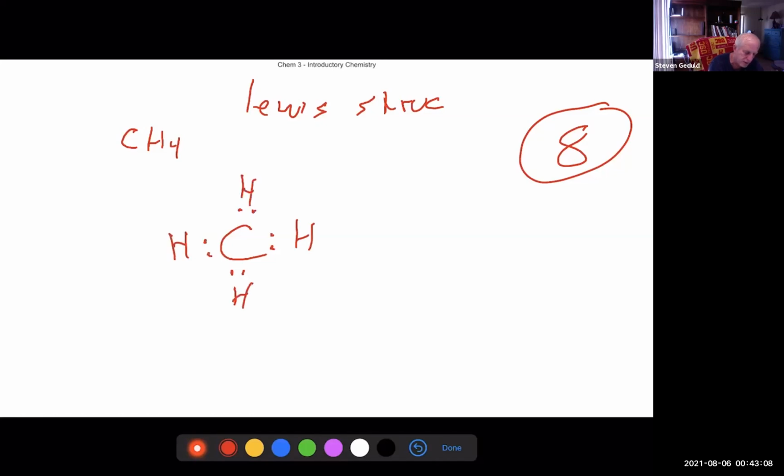And it shares them. So the Lewis structure is, remember, every line is a bond, and every line has 2 electrons. Okay. So let's go back to the beginning of Lewis structure. That's how Lewis structures work.